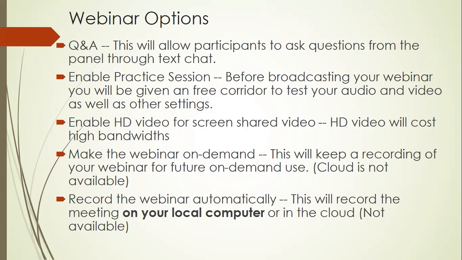The second option is enable the practice session. When we check that option and the host starts the webinar, the webinar will not broadcast at that instant. You will go to a practice session. In the practice session, you can check that your audio and video are correct and whether the webinar is correctly configured. When the host is satisfied with the options and the environment, they can broadcast the webinar.